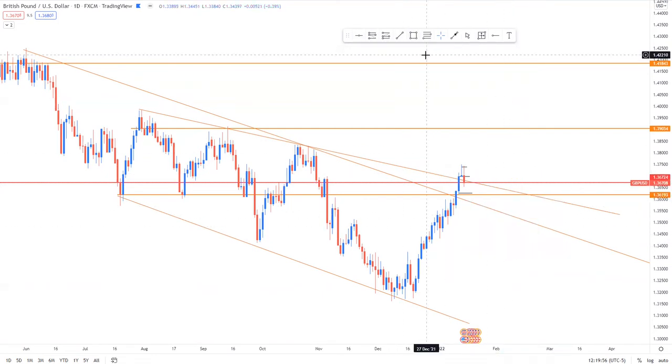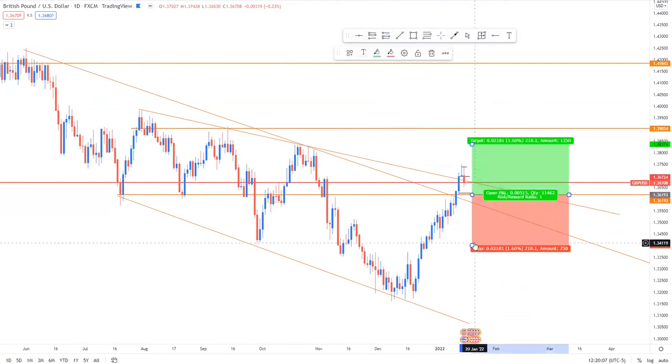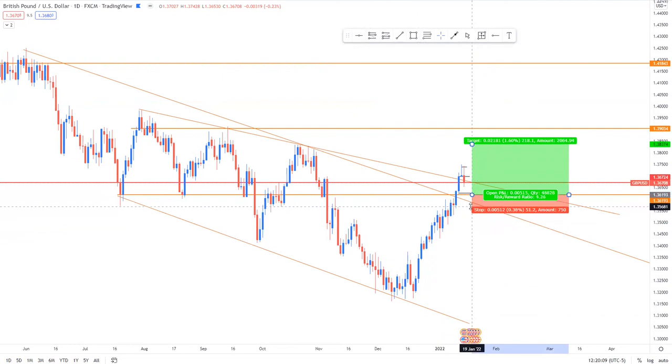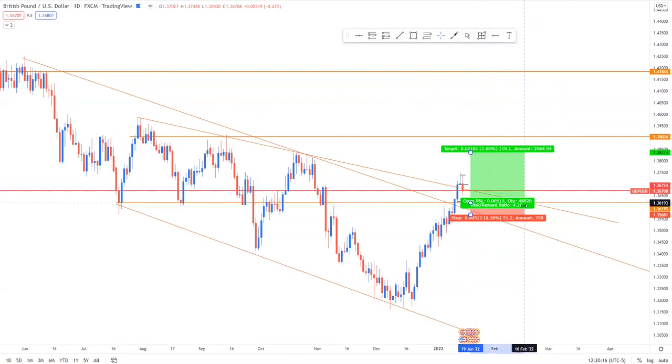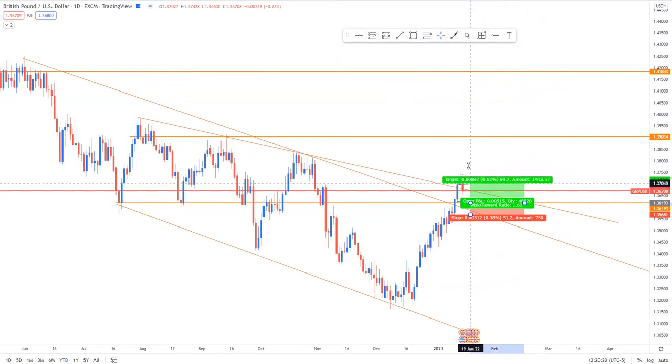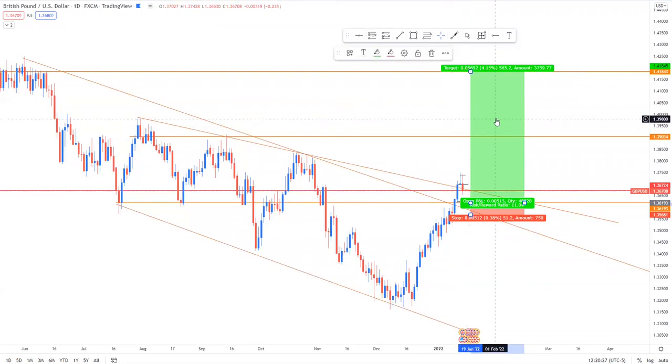Now, if I want to look for long, we'll also look at the same area. If we reject this one with the bullish closure, I'll go long with the stops below that rejection candle. Let's suppose the rejection is 50 pips. I'll enter a long position here, stops below that candle. My targets will be first one here, second one here, as we discussed on the weekly, and the last one all the way up at 140, 180.